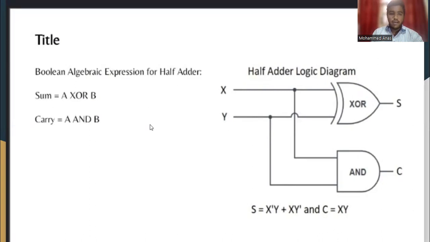The basic algebraic expression for half adder: sum equals A XOR B, carry equals A AND B. This is the half adder logical diagram. See here, XOR gate and AND gate. S is equal to X'Y plus XY', and C equals XY.